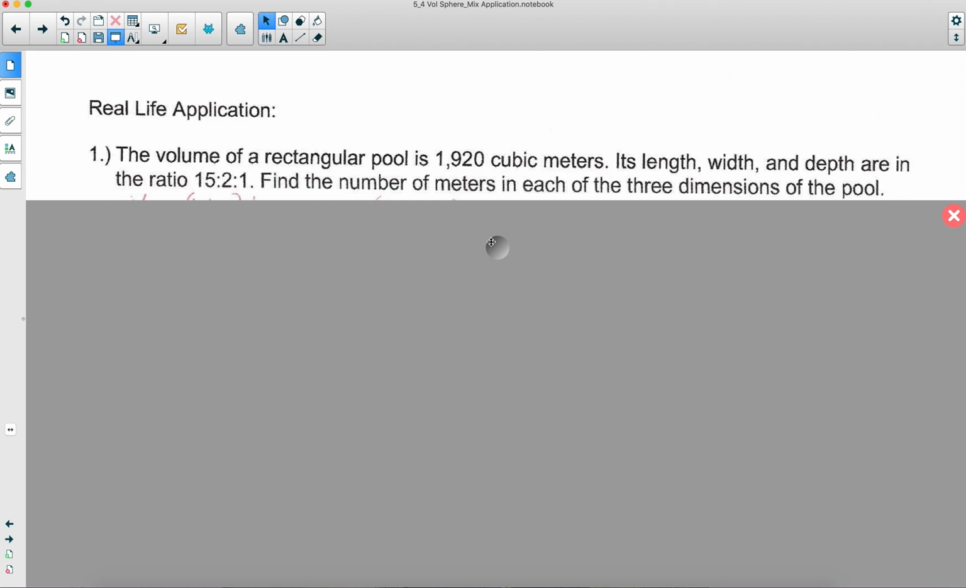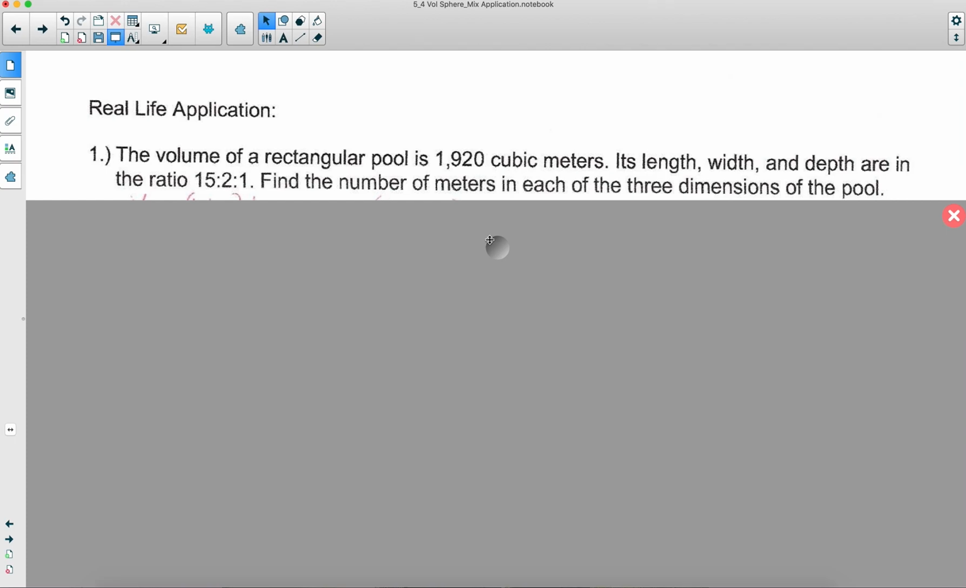So the first one says the volume of a rectangular pool is 1,920 cubic meters. Its length, width, and depth are in the ratio of 5 to 2 to 1. Find the number of meters in each of the three dimensions of the pool.